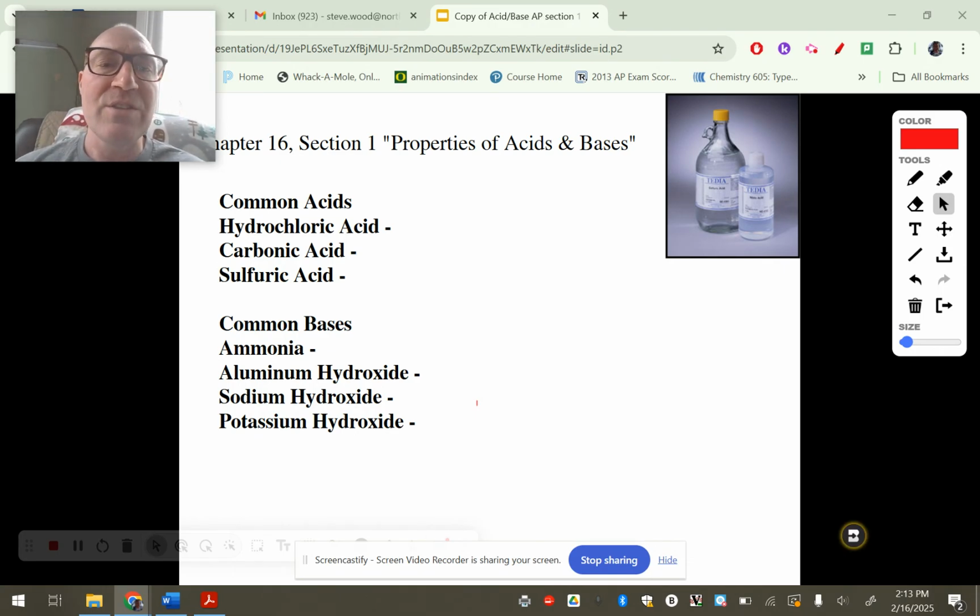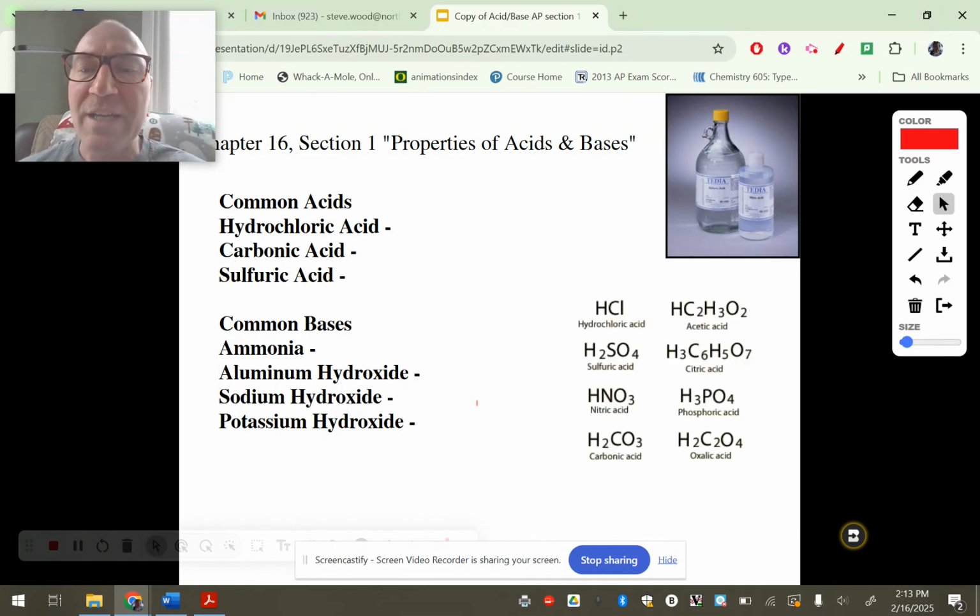And to do that, one of the things you have to master is chapter 16, which is all about acids and bases. Okay, so I'm just going to give you a quick detail about what you can see with acids, and then we'll talk about the properties of bases. Then we'll look at some definitions, and then we're going to call it a day. Okay, so let's take a look.